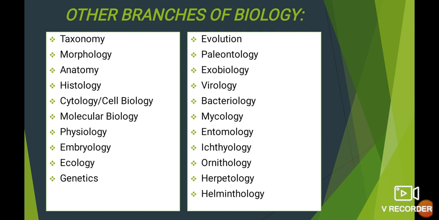Next, we have histology. Histology is simply the study of tissues. Next, cytology or cell biology is the study of the activities and functions, and simply focuses on all about the cell. As we are going to discuss further in part 2 of this chapter, what a cell is, what the organelles of the cell are, and what the functions of the cell are.